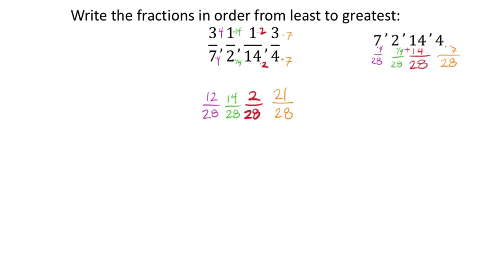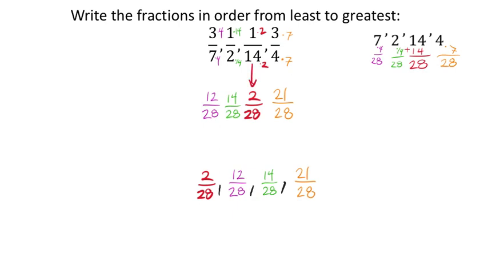Okay, so in listing these from least to greatest, the smallest one that I have is the 2. And again, I'm really just comparing the numerators. The next biggest one is 12. 12 is the smallest between 12, 14, and 21. And then finally between 14 and 21, well, 14 is definitely smaller. 21 is much bigger than 14. And now we have placed these in order from least to greatest, but we need to write their original fractions down.